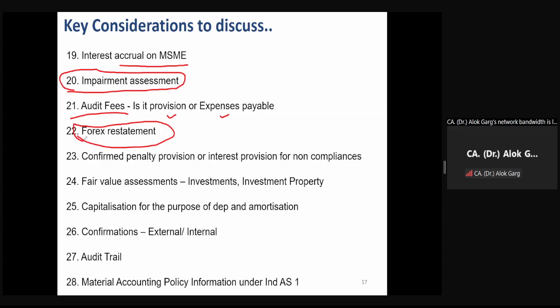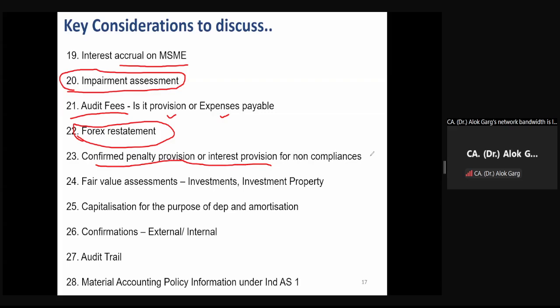So it is not a simple rule that, okay, it is a balance sheet item, so whatever closing rate is coming, multiply it and take the difference to unrealized or realized unrealized forex, right? It is not like that. First, you need to have a correct classification between the monetary and non-monetary item. Then monetary item needs to be restated and non-monetary item does not require a restatement.